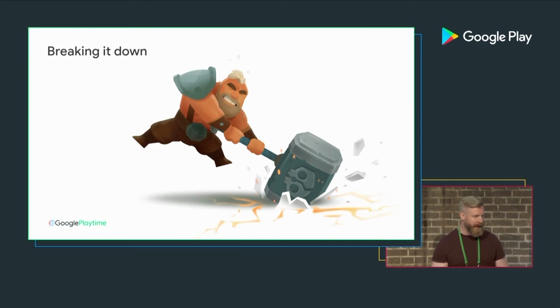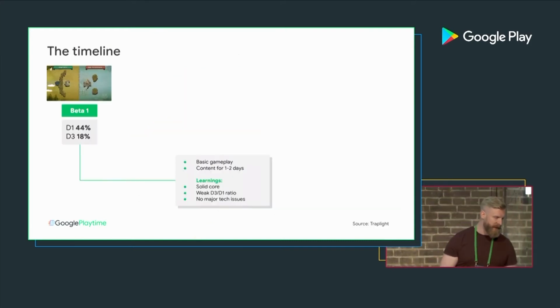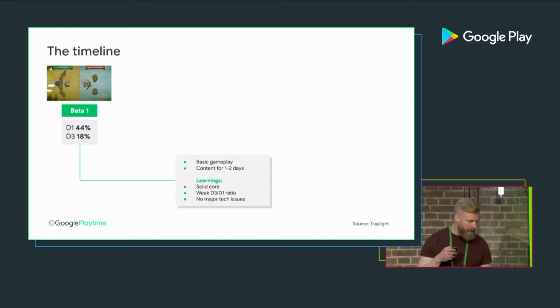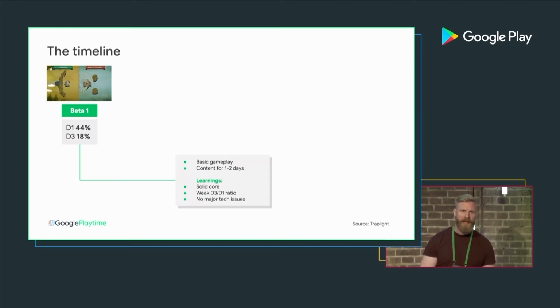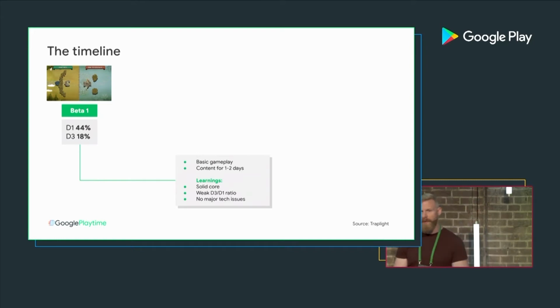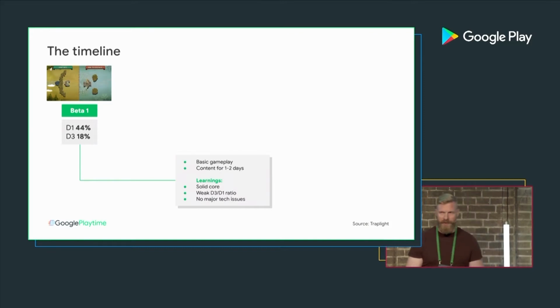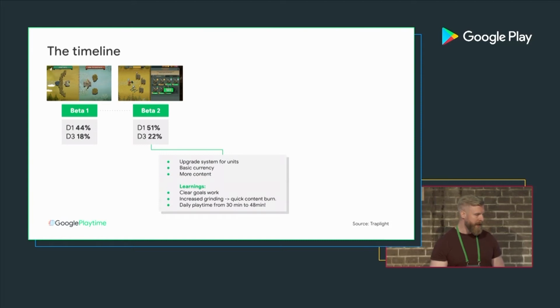And now breaking it down, the 8 months of development. We started with very bare bones prototype that had quite promising D1. Already in the first steps, we could get to over 40% D1, but then it tapered down very fast to only 18% D3. So what we focused on after the solid core, we wanted to improve the D3, obviously, and make the users remain in the game.